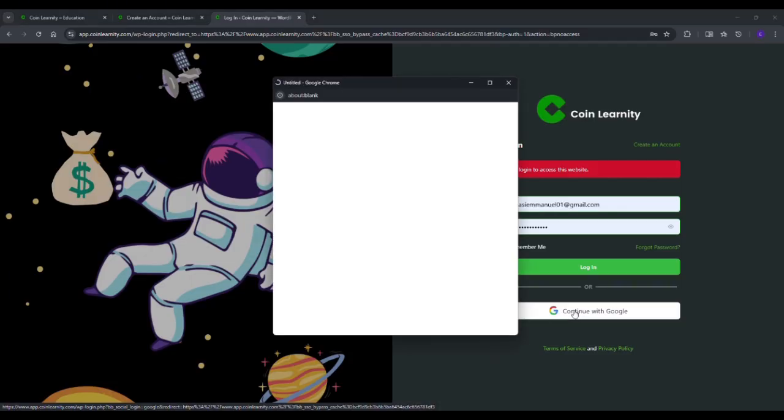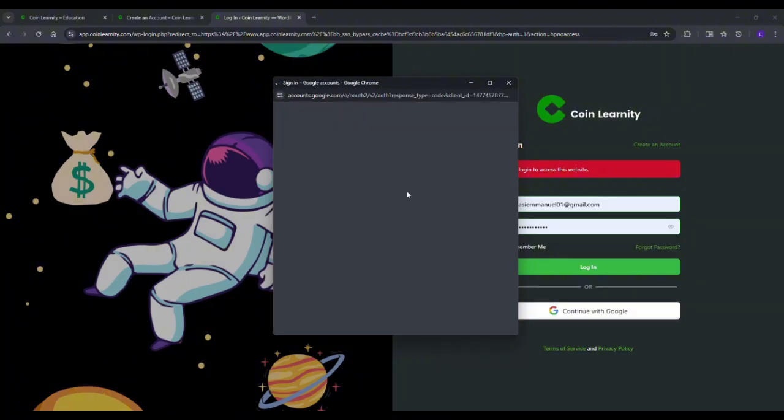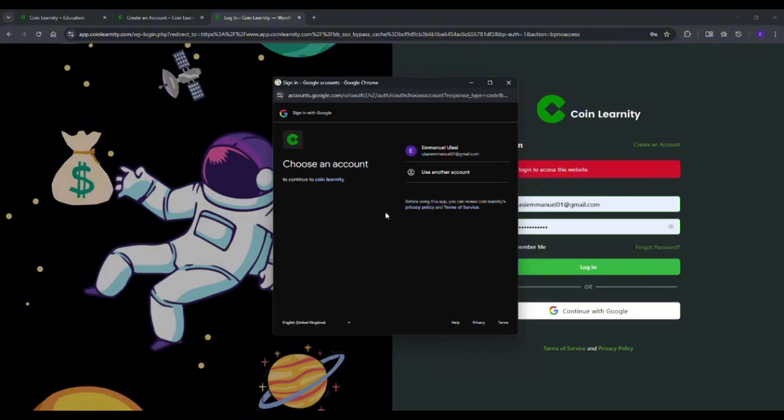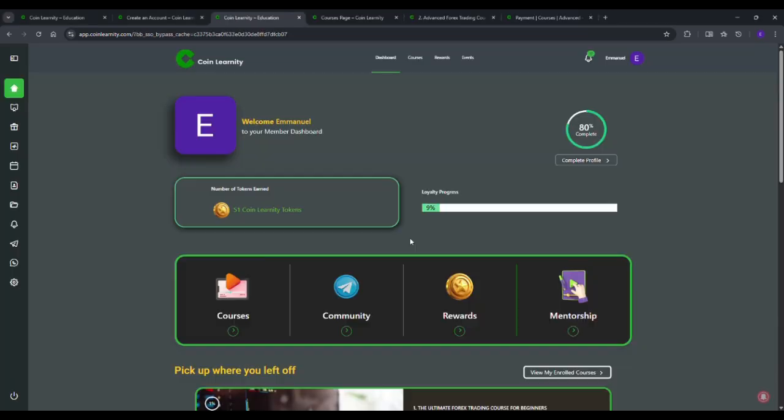Once you click on this, it should bring up this dialog box where you need to select the Gmail account you want to use for this specific purpose. This is the Gmail account I want to use, so I come over here and click on that and allow it to load. After selecting your Gmail address in the previous page, that should log you into your account and bring you to your dashboard. This is the personal learning area dashboard.